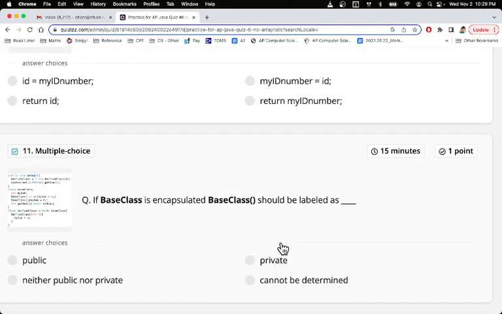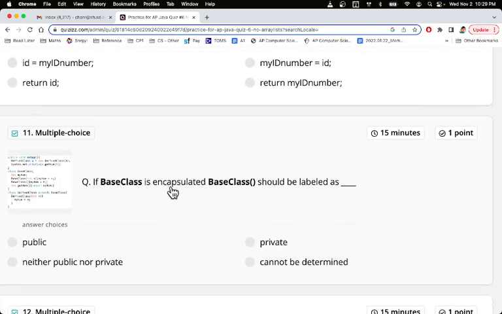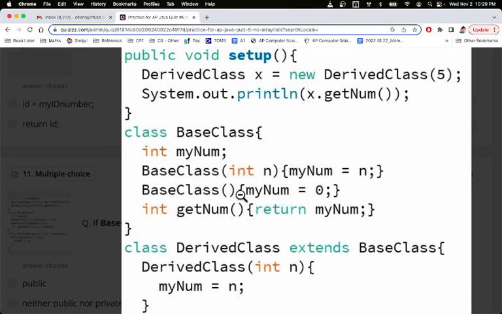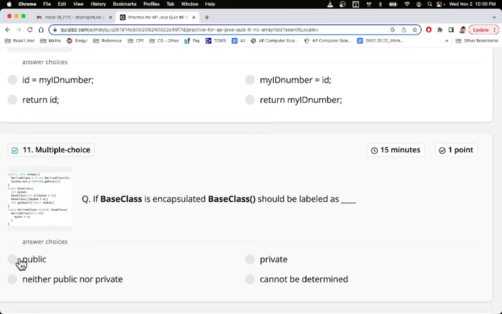Moving on to number 11. If base class is encapsulated, base class should be labeled as, so you click here, base class up here. Notice we have two constructors. You have an overloaded one, and then you have the no argument version. It's asking you about this constructor. What should it be labeled as? Go back to the rule of thumb I mentioned earlier in the video. Member functions should be labeled public. Since constructors are member functions, this should be labeled as public. Again, that will be on the next quiz, not this Friday's quiz.